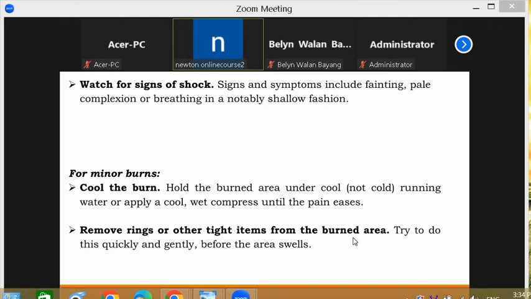The next one, for minor burns. Okay, for a first or second degree burn, what can we do? Cool the burn. Hold the burn area under cool, not cold, running water, or apply a cool wet compress until the pain ceases. For minor burns, such as a first degree burn, hold the burn area under cool running water. For example, if the finger is affected, you can keep the finger under the running water. If the patient is wearing a ring or something in that area, you have to remove it before the burn starts swelling.